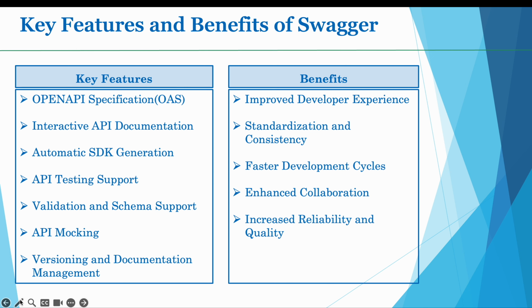In summary, Swagger offers a rich set of features and benefits for API documentation and testing, enabling developers to create, document, and test APIs more efficiently and effectively. Its adherence to API specification and robust tooling ecosystem make it a valuable asset for API development teams across industries. So that's what we thought of covering as part of key features and benefits of Swagger.